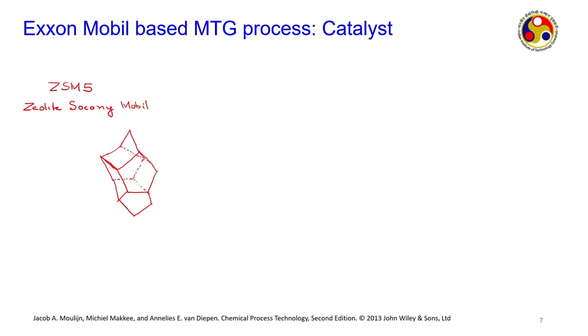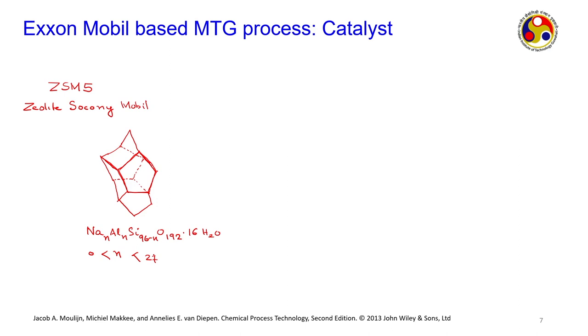To make it clear, these bold ones are your front face. The composition is something like this: sodium N, aluminium N, silicon 96 minus N, 192 oxygen, and then 16 molecules of water. This N takes a number between 0 and 27.